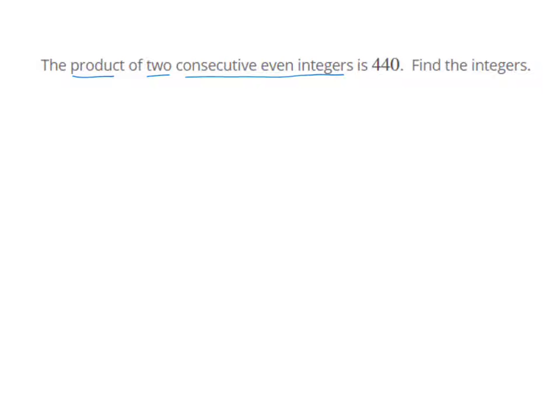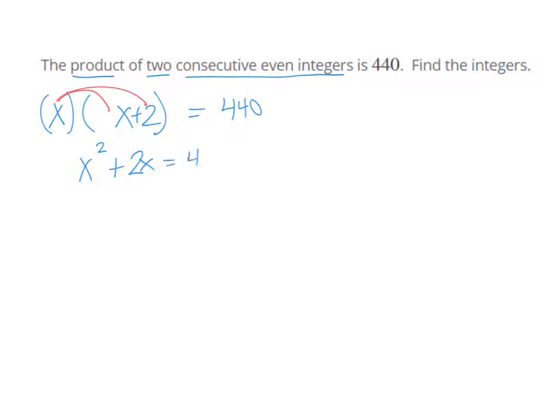What I'm going to do then is call one of my integers x, and I'm going to call my other integer x plus 2, because that's the difference between them. All right, now it says that the product of these is 440. So I'm going to multiply these together and set it equal to 440. I'm going to have to distribute. So these all set up to a scenario where you're going to end up taking an x times an x in some way, and you're going to end up with x squared plus 2x equals 440.